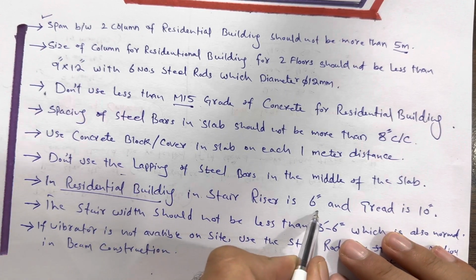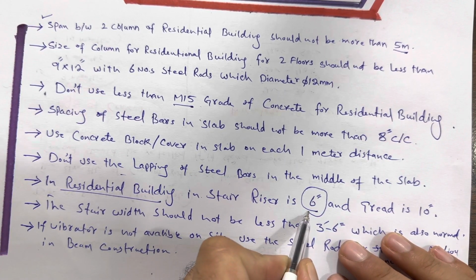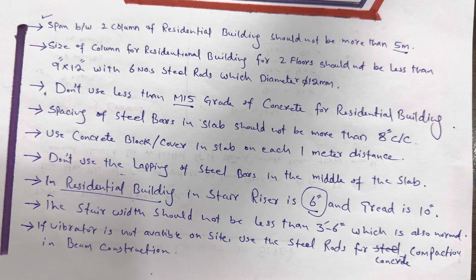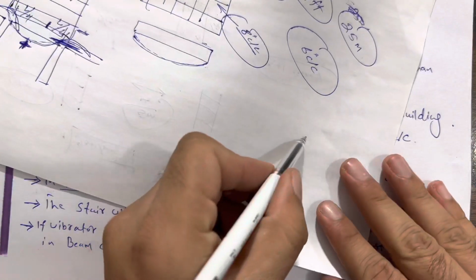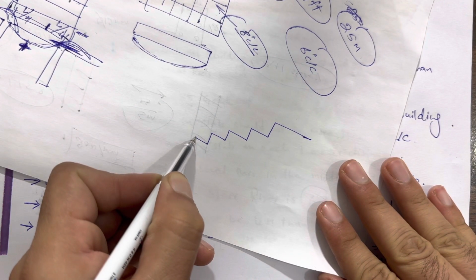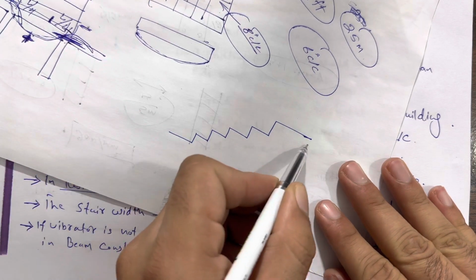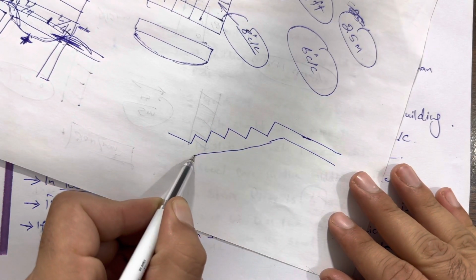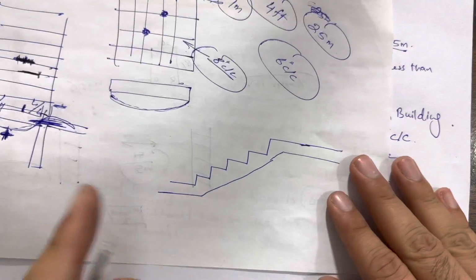stairs, risers, don't use more than 6 inches for residential building, because we have children, so they are not able to use that stair for the first floor or second floor. So normally you can use 6 inches like this guys. Let me make it for you. Okay, so this is slab for this. So guys, you can see this is a riser.